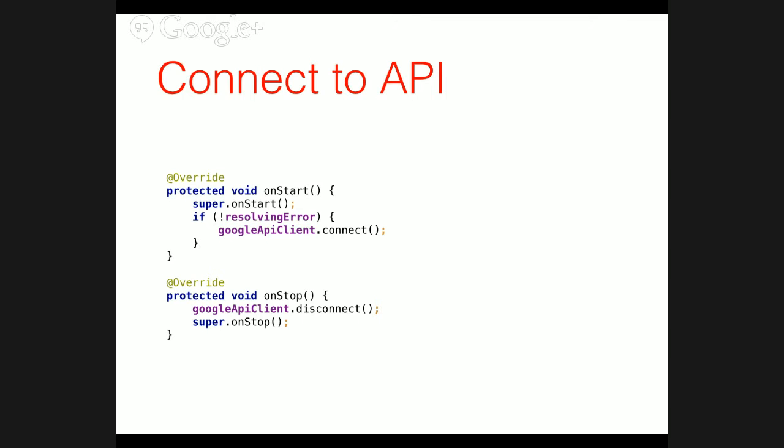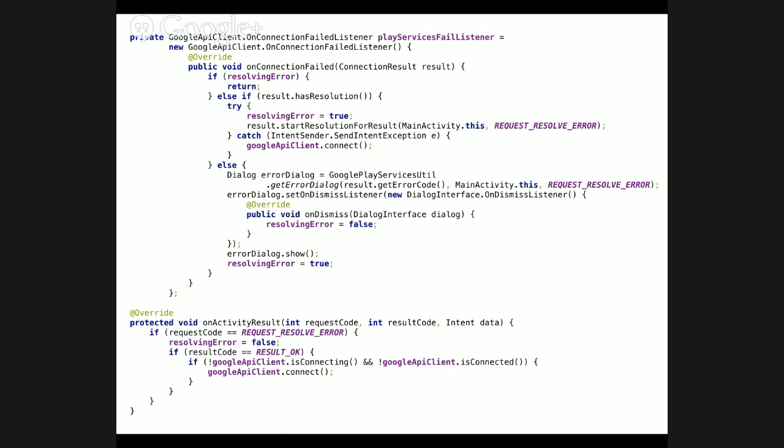And to handle the previous error, here is a code snippet. Google Play Services util has methods that provide you with error dialog and start resolution for result, because a connection failed callback provides you with a connection result. And here you can find out if the problem why connection failed has a resolution, and if it can be resolved, user will be able to connect to Play Service and continue to use location service.